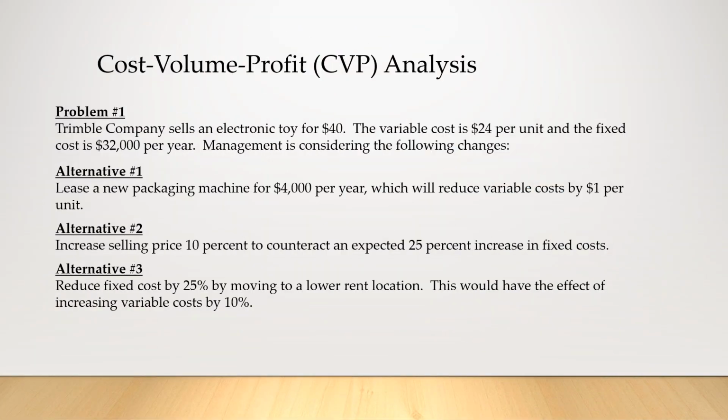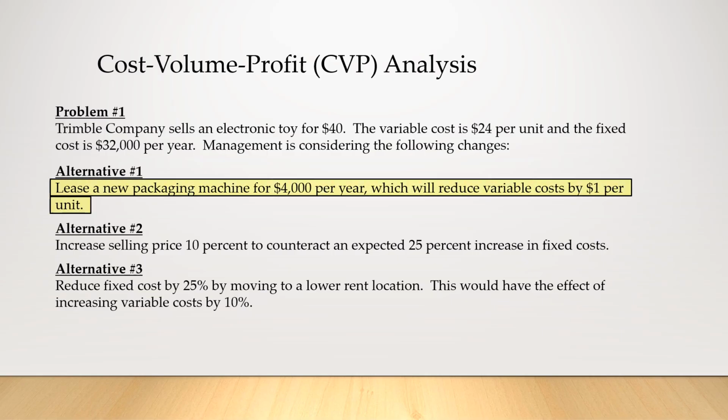Turn in your workbook to page 5 to consider the following information for Trimble Company, which sells an electronic toy for $40. The variable cost is $24 per unit, and the fixed cost is $32,000 per year. Management is considering the following changes. Alternative 1. Trimble will lease a new packaging machine for $4,000 per year, which will reduce its variable cost by $1 per unit.